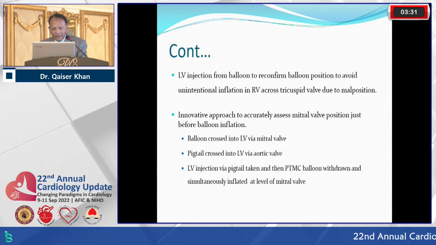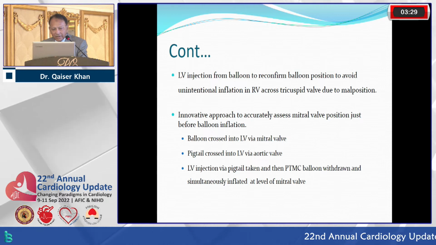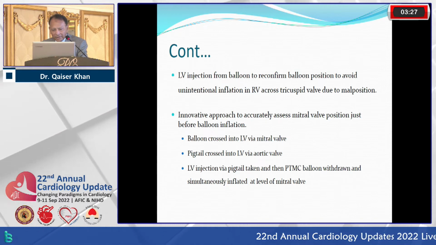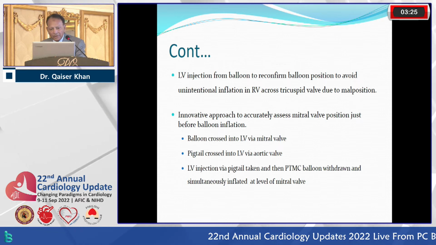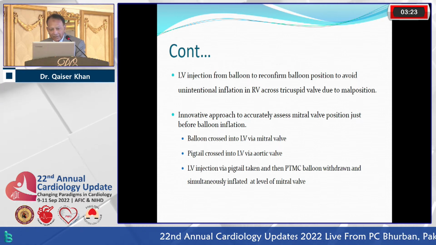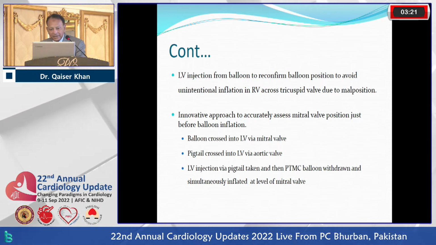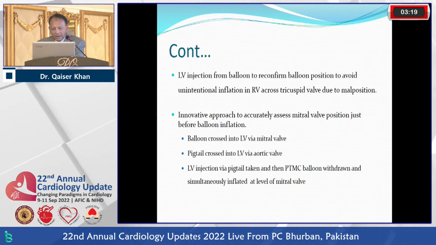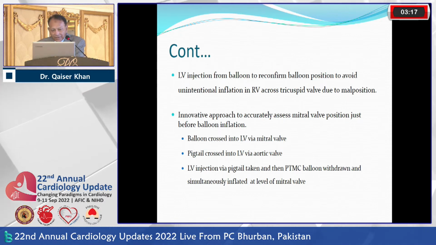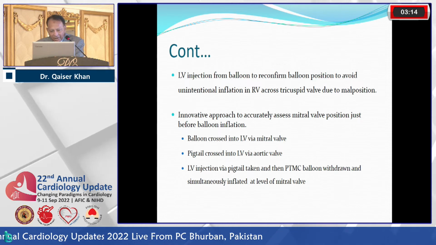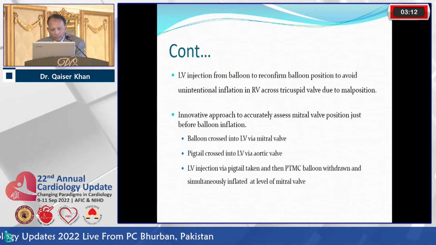So you have to assess and be careful, and be sure that you are in the LV, that you have crossed the correct valve and you are in the LV. And this is the first innovative procedure we learned, and my colleague calls it your technique. But the next I'll show you.